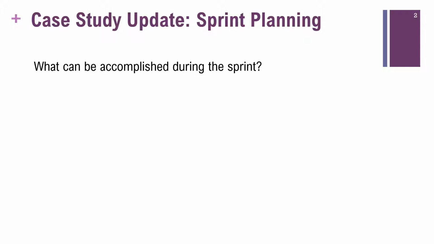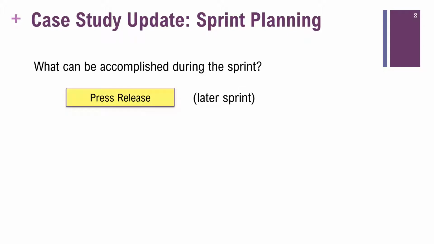Once the product backlog is understood, the development team tackles the question of what can be accomplished during the sprint. While the priority of the items will be a primary consideration, the development team will also take into account other factors, including the following. Dependencies that may be present between the items. For example, the press release is the highest priority, but it may be beneficial to include it in a later sprint, in case the content of the press release is affected by the work of this or other sprints.